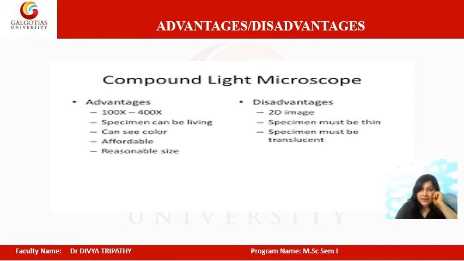Along with these advantages, some disadvantages associated with the light compound microscopes are: it will give only a 2D image. This is not appropriate to study the sample in 3 dimensions. And the second is the specimen must be thin. It means you cannot use a thicker specimen to be studied under this microscope, and the specimen must be translucent. You cannot use a transparent or solid specimen under this compound microscope.